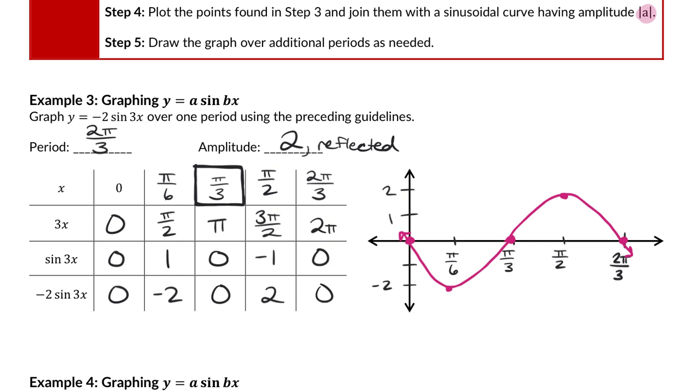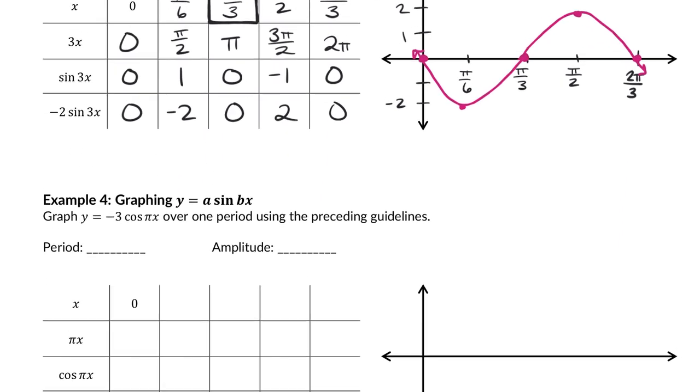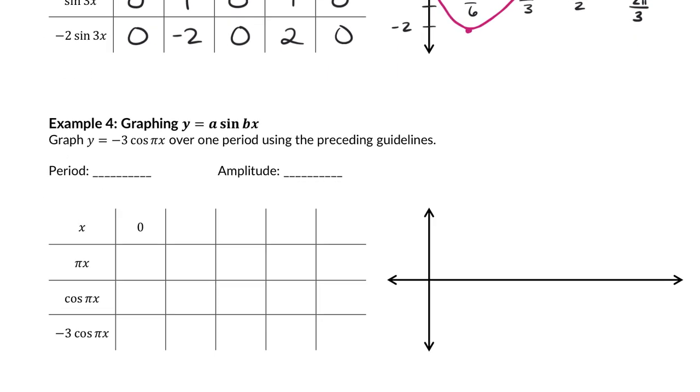Can we try one more before we ask a ton of questions? Do we have a choice? No. Great. The title of this example is wrong. I forgot to edit this. It should say cosine right here, but it doesn't mess up the actual problem, just the title.